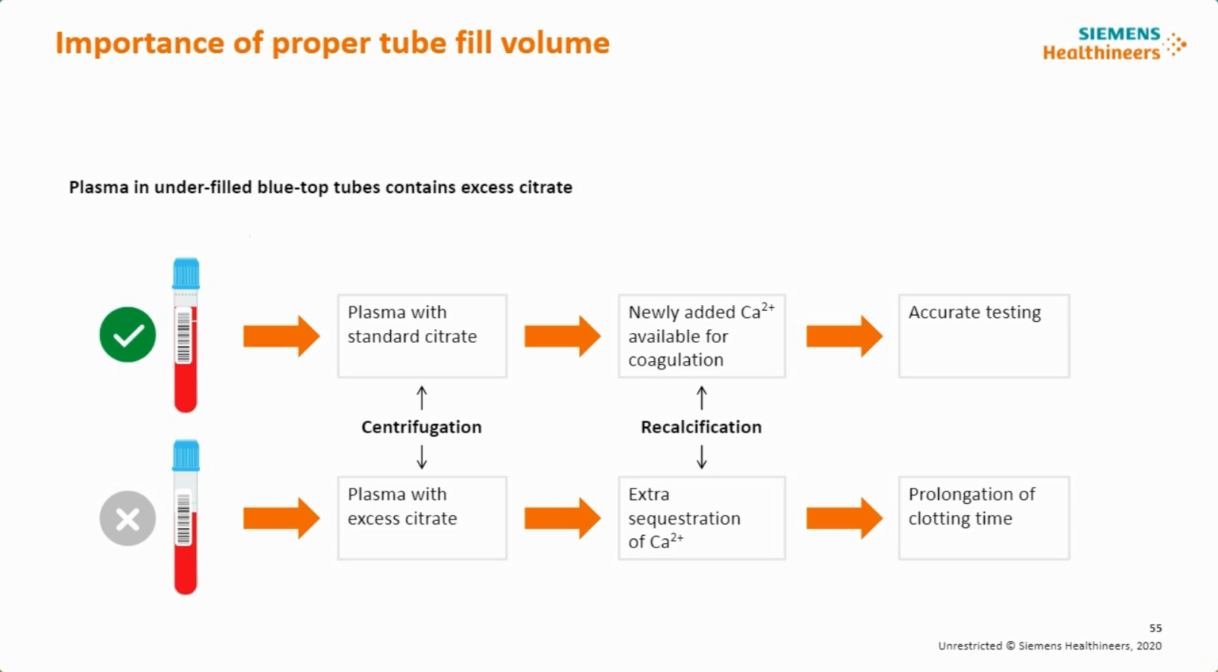In the sample that is underfilled, when you centrifuge the sample, because the anticoagulant is more than that of the blood, in this case exceeding that 9-to-1 ratio, you're going to have an excess amount of sodium citrate. So when you do the recalcification to run your assays, there's going to be an extra amount of sodium citrate that's going to remove the calcium, resulting in prolongation of your clotting time. So that's why it's important to adequately fill within that fill zone to ensure proper coagulation testing.